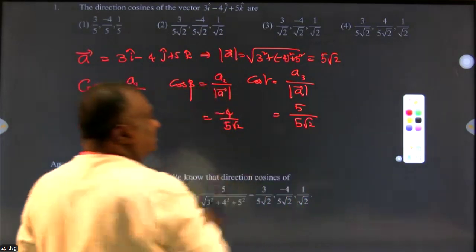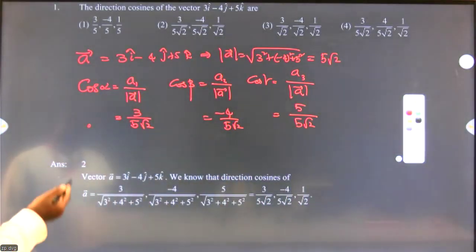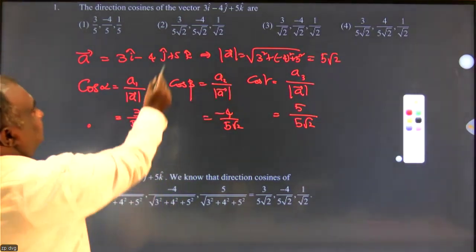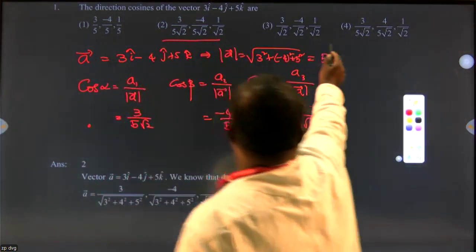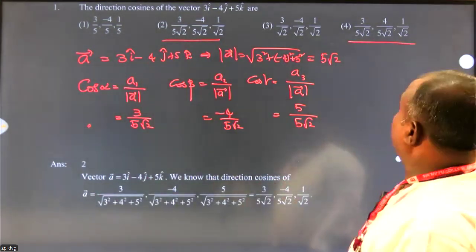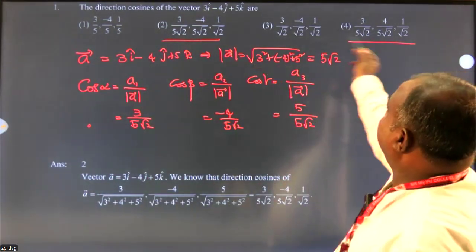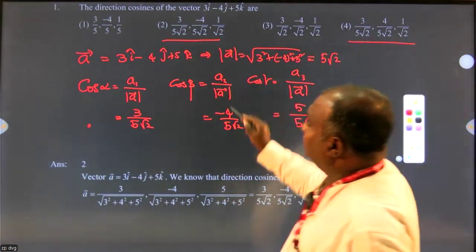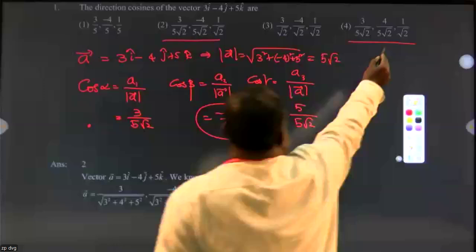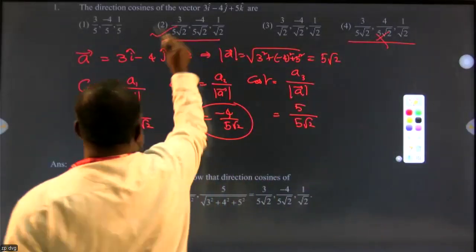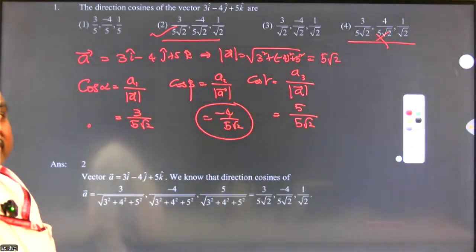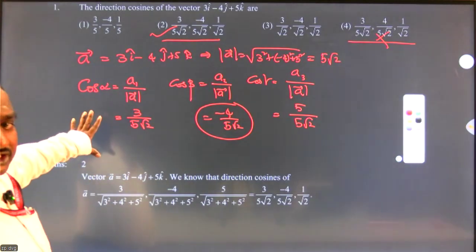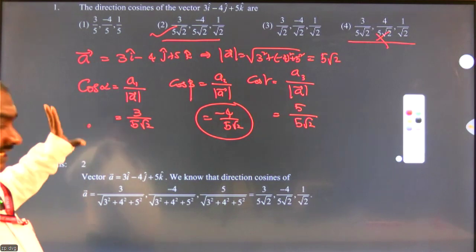Now here possibilities are there, cancel, otherwise leave it. Here 3 by 5 root 2 matched. How many options matched? Here observe that 3 by 5 root 2. Here also is there. Here also is there. 4 by 5 root 2. That means here be careful. Two options are looking same, but here the minus sign is there. Here it is not there. That's why this is not the answer. This is the answer. This is the direction cosines. How to find the direction cosines? This is the method to find the direction cosines.